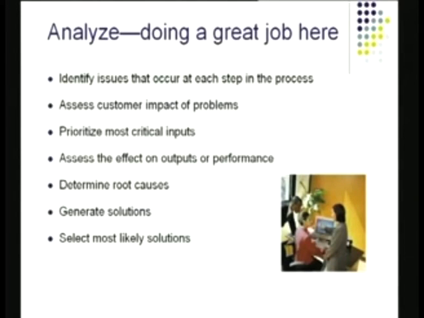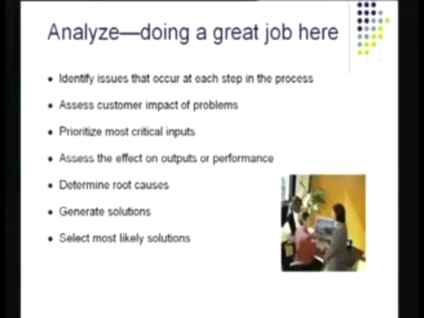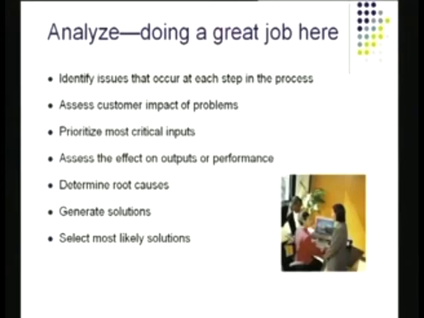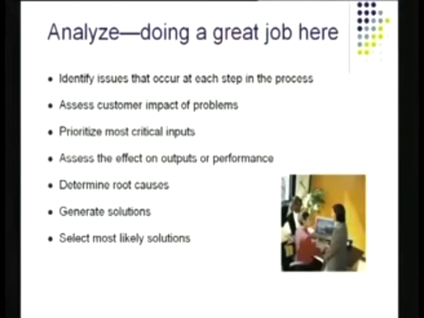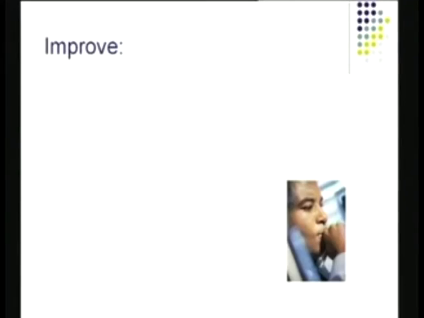Prioritize most of the critical input. You make sure you really start with the big ones that have a lot of impact versus those that probably do not have as much of an impact. Assess the effect of the output on performance. This is also something that we'll have to get some idea of. Determine root causes, and for this I'll be using the cause and effect diagram. Generate solutions. These might come once I've got the cause and effect diagram ready there. A lot of ideas will start generating, producing, because after analysis I'll be moving into improvement. And select the most likely solution.